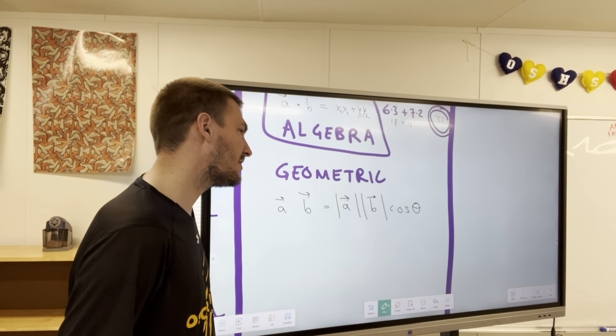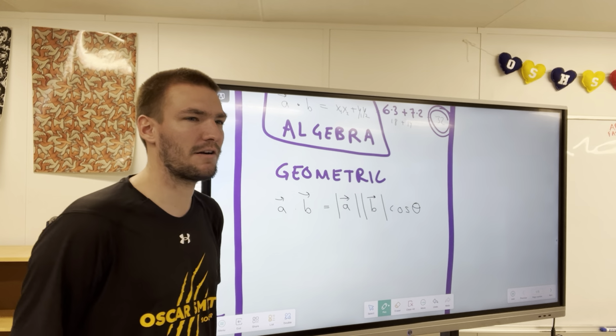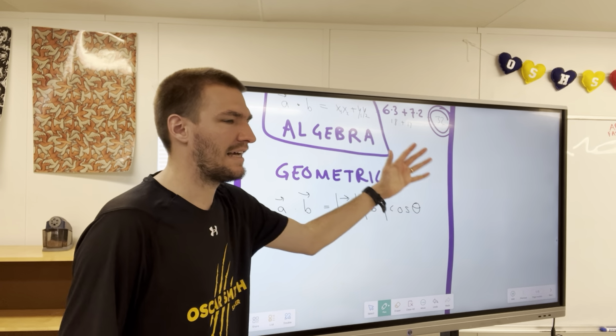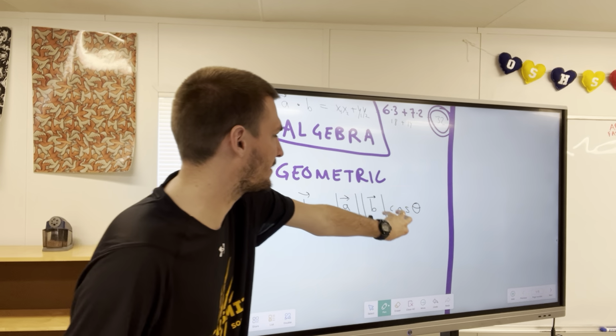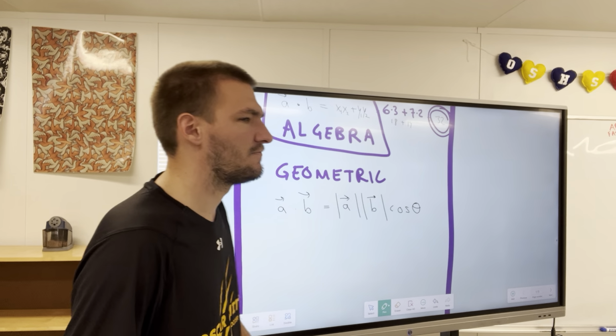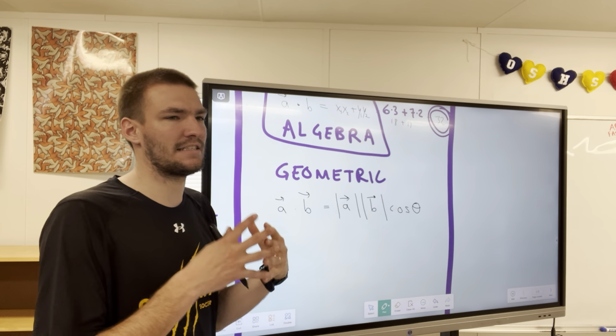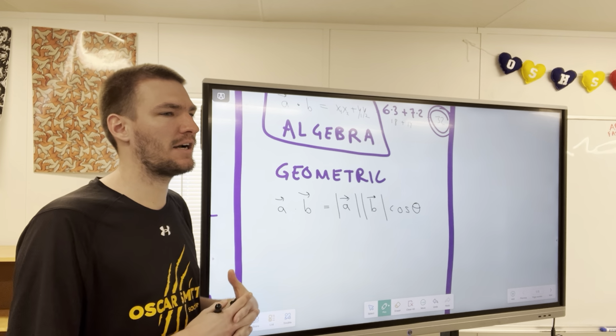Our geometric formula is not typically our favorite formula, because the algebra one is so easy: x times x plus y times y. Here we have the magnitude times the cosine. It can be a little annoying to find the magnitude sometimes, and then the cosine. So let's think about this cosine. Obviously we're going to get some kind of theta and put it in there.